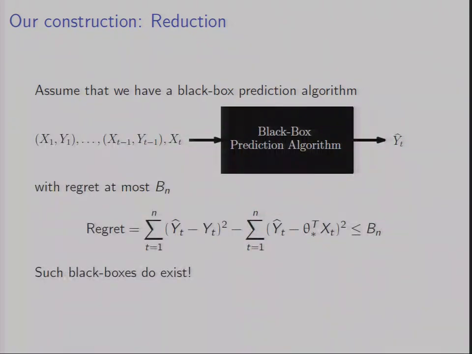Now what we assume here is that such an algorithm has low regret. So what does it mean, low regret? Low regret means that it has low squared error compared to the prediction where it would be just predicting using theta star. Of course, the black box doesn't know theta star, but it's learning it as it's receiving more and more data. So the hope is that there are algorithms which have small regret if theta star is sparse. And in fact, such algorithms do exist.